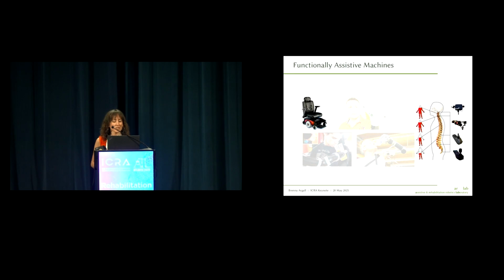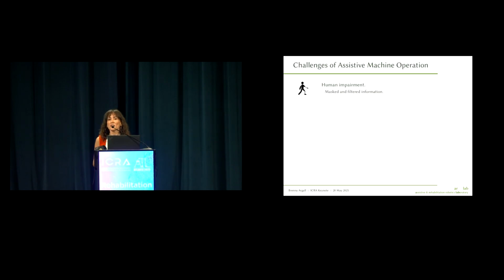And that challenge is just exacerbated as you go to more complex machines that require higher dimensional control signals. So just positioning the end effector of a robotic arm is now a 6D control problem, and none of these interfaces fully cover that control space. So to recap some of the challenges of assistive machine operation, we have the human impairment, which is actually masking and filtering the control information that the human would like to transmit to the machine. We have limitations on the dimensionality and continuity of the control interfaces that are accessible to people with severe motor limitations. And we have this catch-22 of machine complexity.